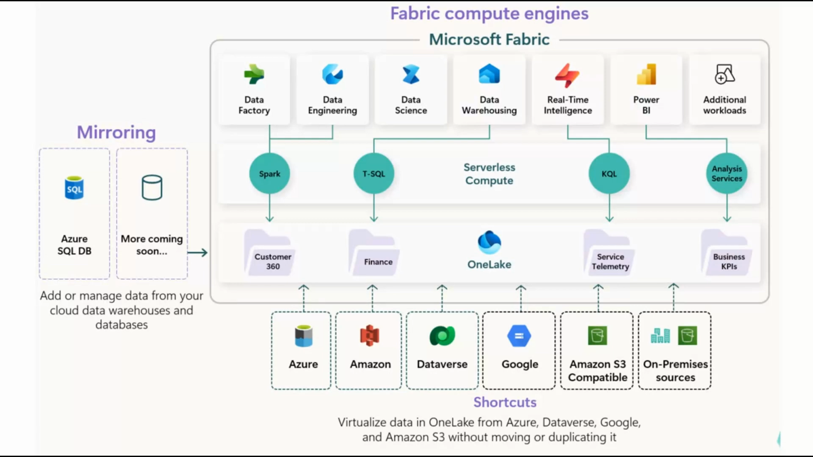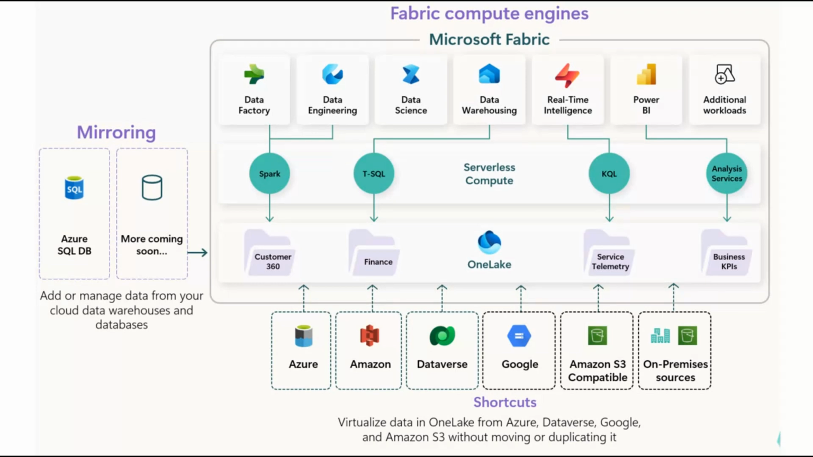OneLake supports various common data formats like Delta, Parquet, CSV, and JSON. All the analytics engines in Fabric, whether it's a SQL engine, Spark engine, etc., write data in an open format, particularly Delta Parquet for tabular data, so that they can all read each other's output seamlessly. This means, for example, a Spark job can output a table and a Power BI report or a SQL query can immediately use that same table, no conversion needed.